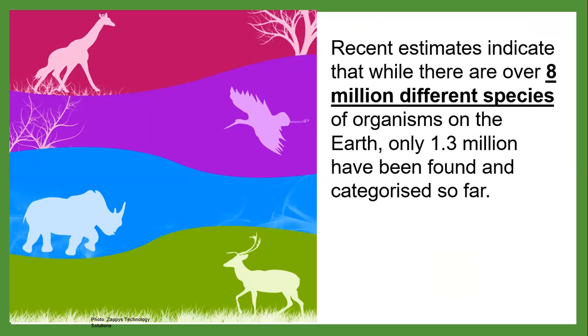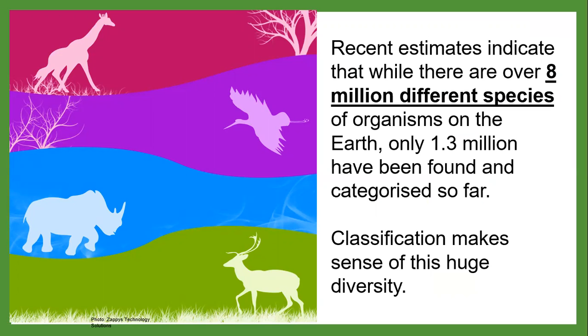Okay, so recent estimates indicate that there are over 8 million different species of organism on the planet. But so far, only 1.3 million have been categorized. So it's still an awful long way to go. Classification makes sense because there's such a huge diversity of the amounts and types of animals and creatures that we can't organize them without splitting them into smaller groups. We have to split them off and make it very clear.